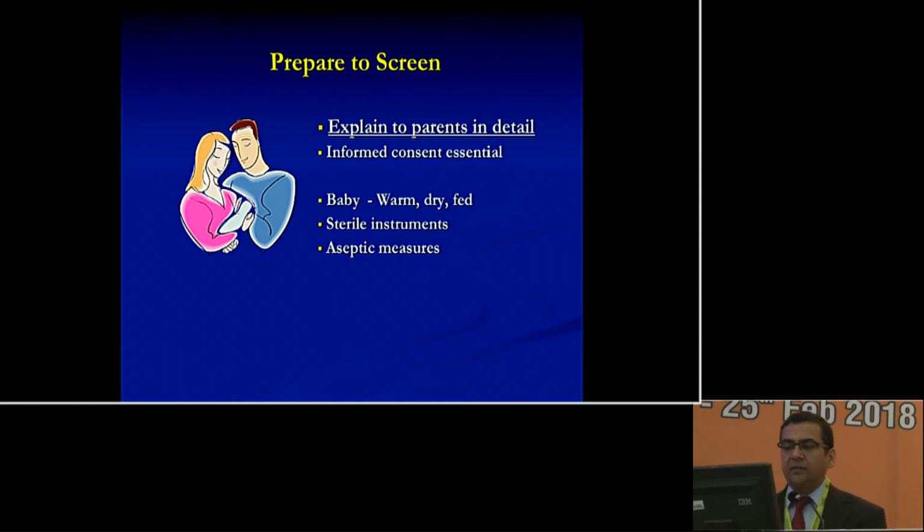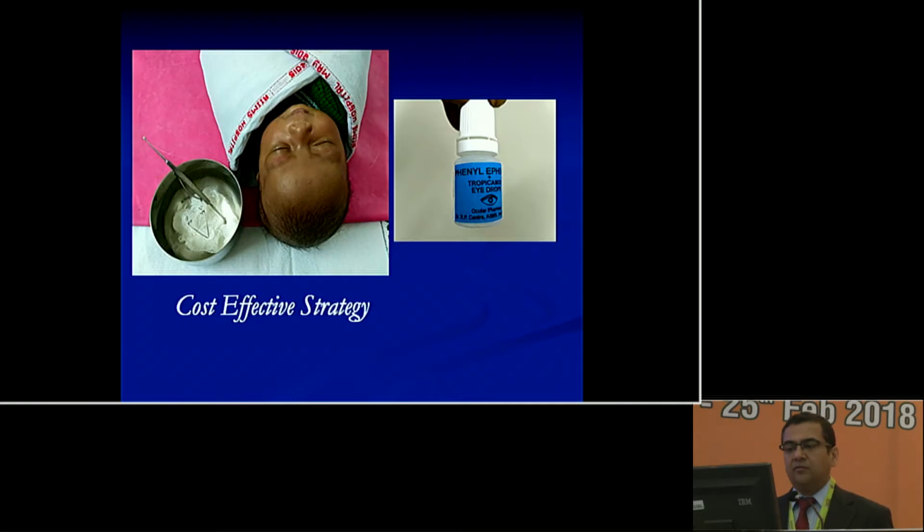So when starting screening, the baby should be warm, dry and fed. You have to use all kinds of sterile instruments. Aseptic measures have to be taken. It's a very cost-effective strategy. You just need a direct ophthalmoscope, a pediatric depressor, and a wire speculum, and that's all you need basically to get this thing started. You can just do it once a week.